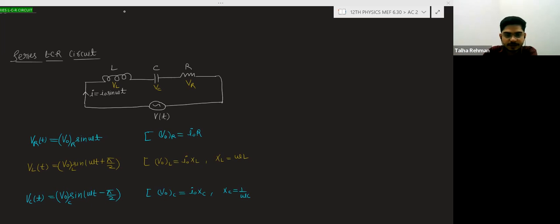Here I have represented V naught R as the peak value of the voltage across the resistance, V naught L as the peak value of the voltage across the inductor, and V naught C as the peak value of the voltage across the capacitor.